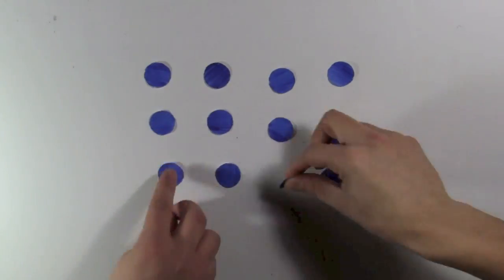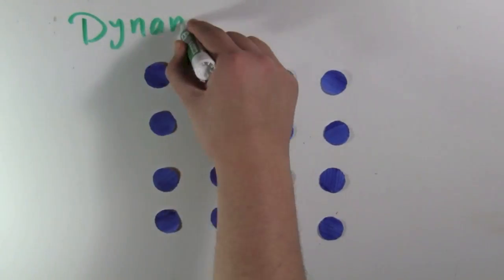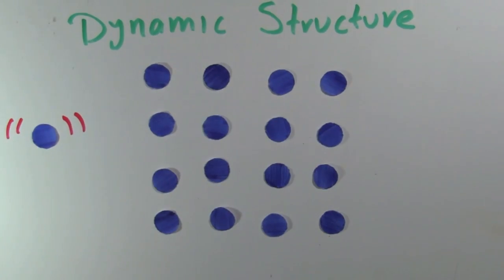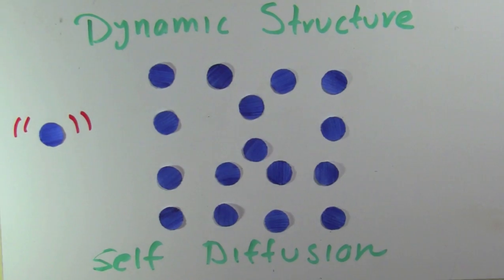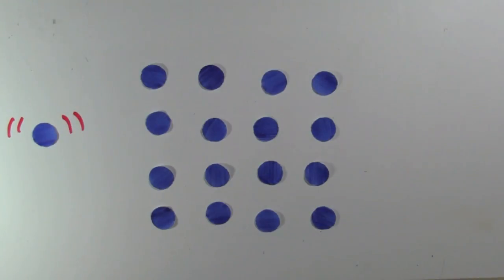In reality, these structures are dynamic. Atoms are constantly vibrating with energy. These individual atoms occasionally switch places with one another, which is called diffusion. Self-diffusion, or the interchange of atoms of the same material, is always occurring.